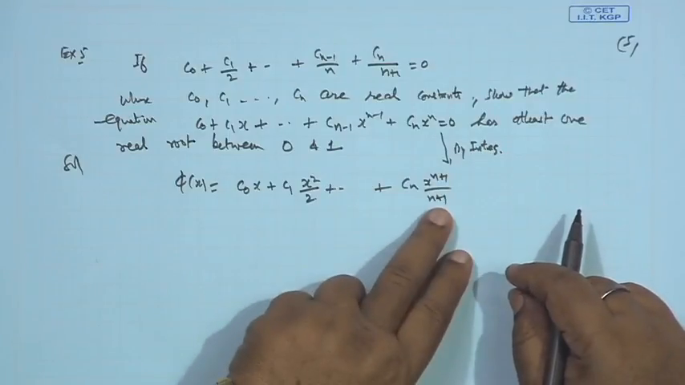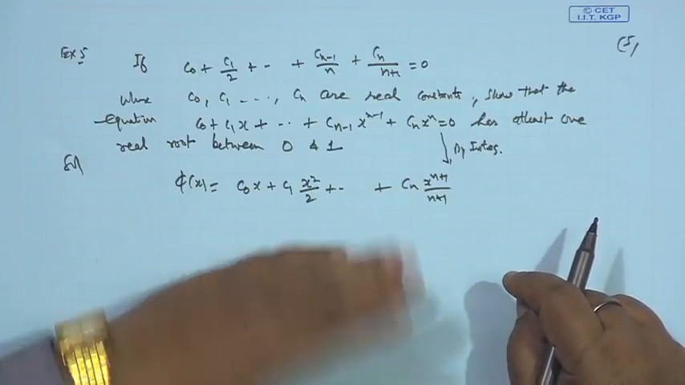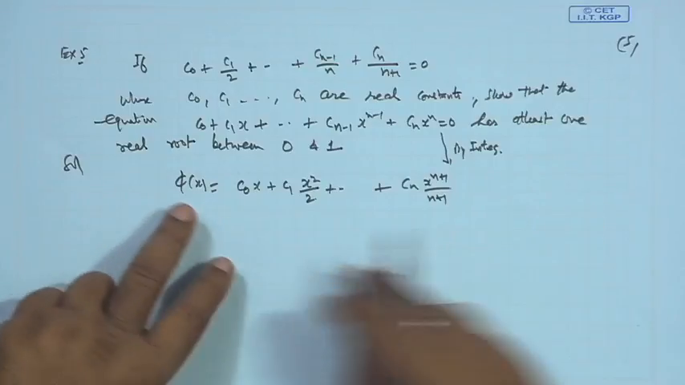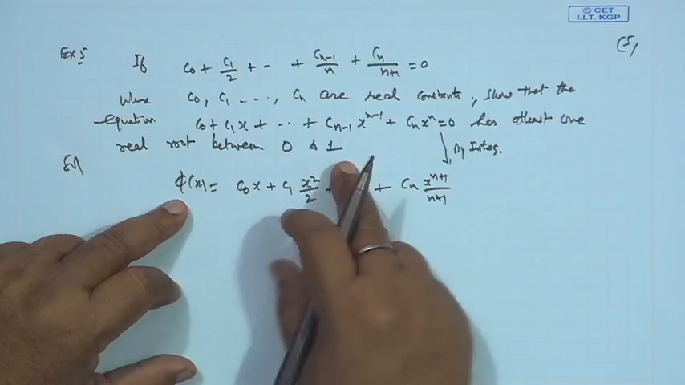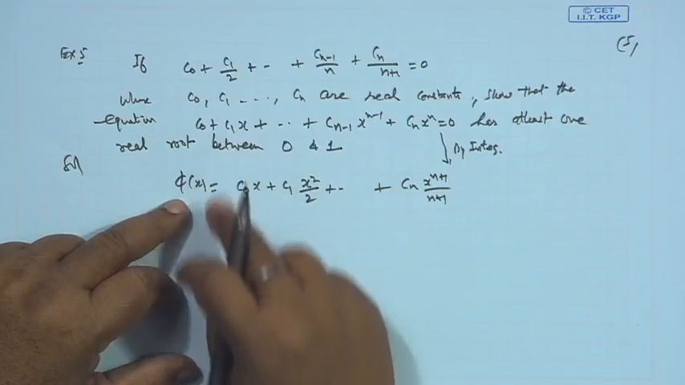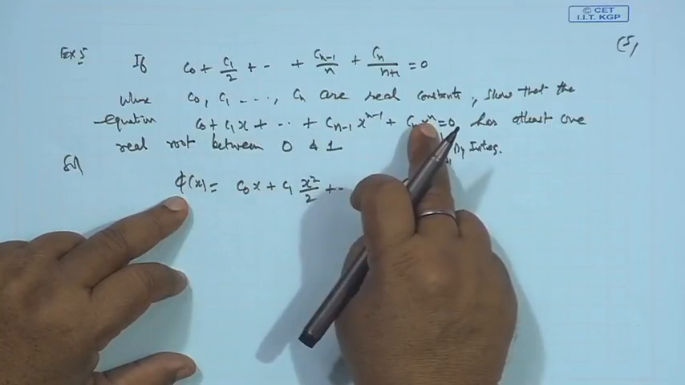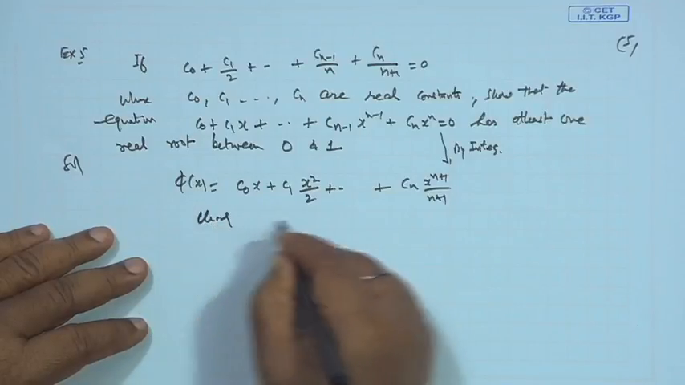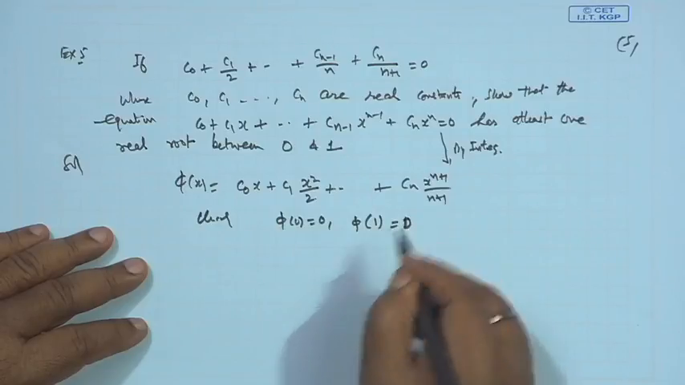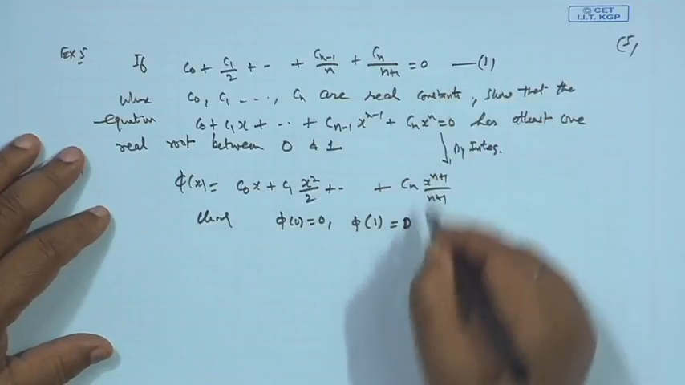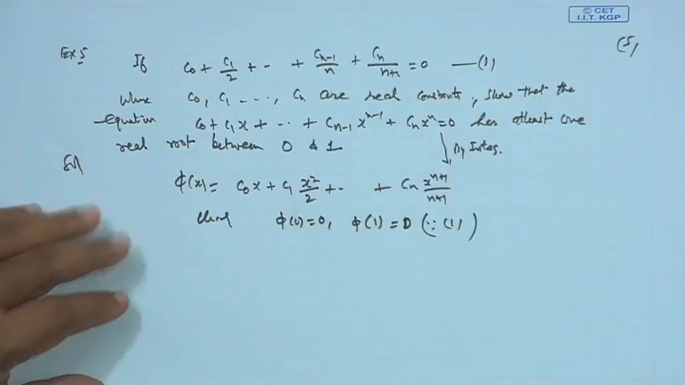because when you consider this function and apply Rolle's theorem, then finally the result comes as a derivative of the function. So, if I prove that this function phi satisfies all the conditions of Rolle's theorem over the interval 0 to 1, then there will be some point c where the derivative of this function vanishes. Okay. So, clearly phi(0) is 0, phi(1) is 0 because of condition 1.